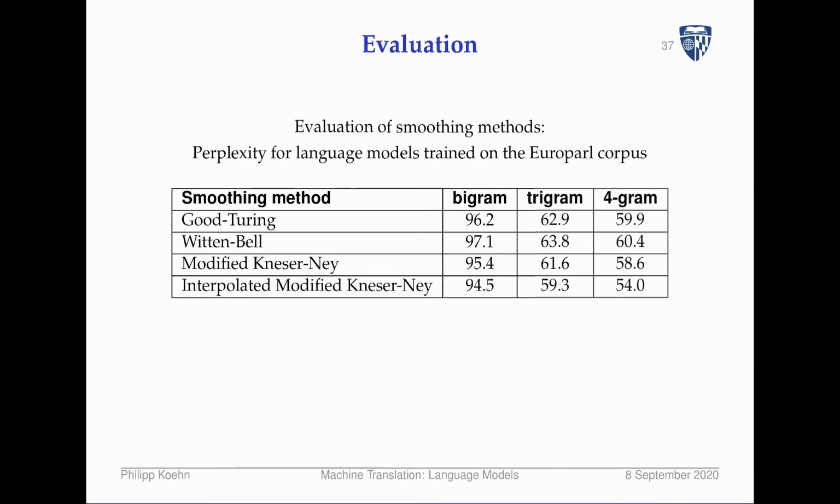Okay, how well do these things work? Here are some perplexity numbers of language models trained on the Europarl corpus. We're going to look at bigram models, trigram models, and 4-gram models. Not entirely surprisingly, the more history we can take into account, the better the models get. So the perplexity goes down for pretty much all these methods.